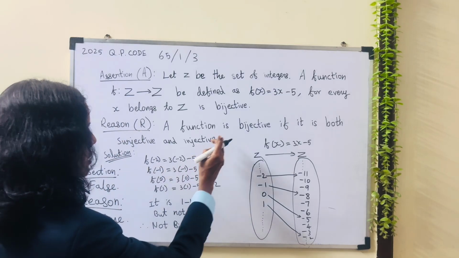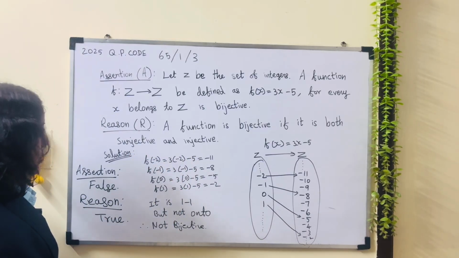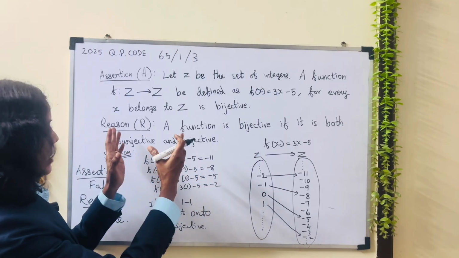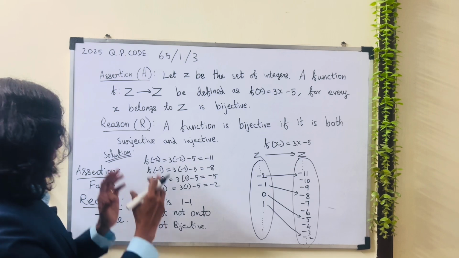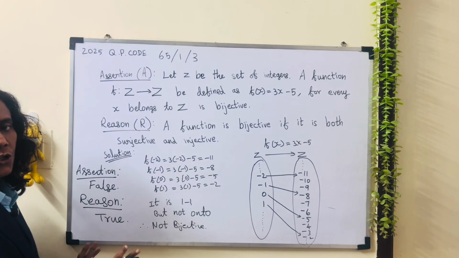Reason is, a function is bijective if it is both surjective and injective. Surjective is onto and injective is one-to-one. The statement is right, so the reason is true. The answer for this problem is assertion is false and the reason is true.